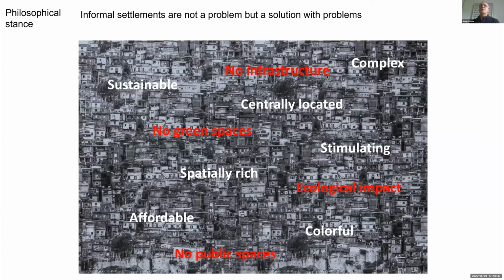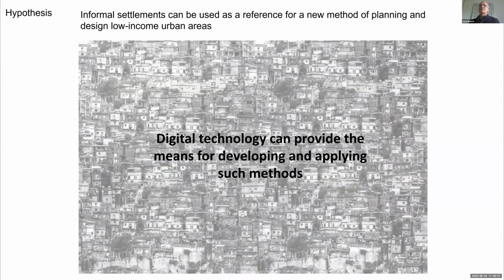So our stance is the following. Informal settlements are not a problem, but a solution with problems. So can we learn from them? So what I'm proposing is to use them as a reference for a new method of planning and designing low-income urban areas. And the idea is that digital technology can provide the means to develop and apply such methods.